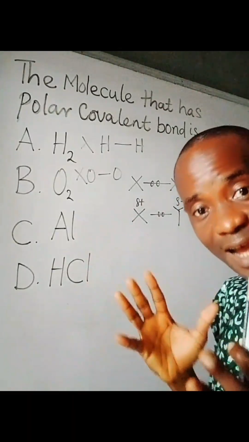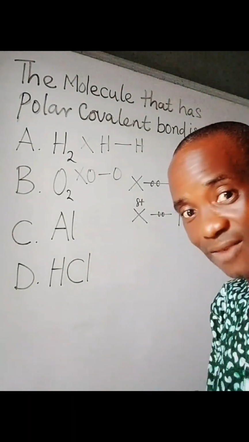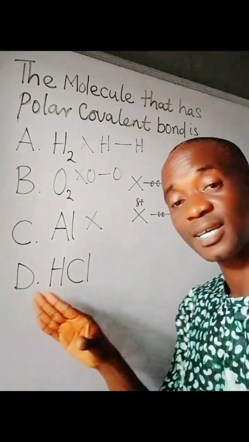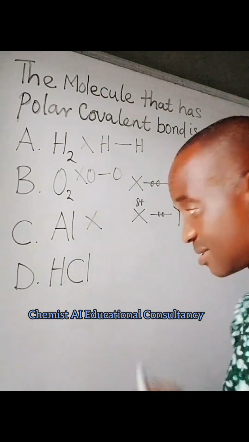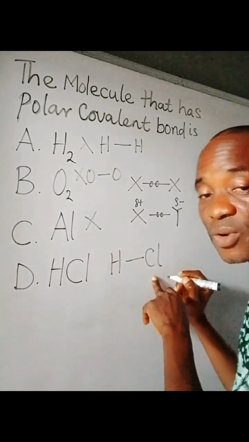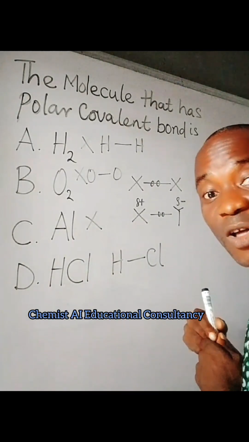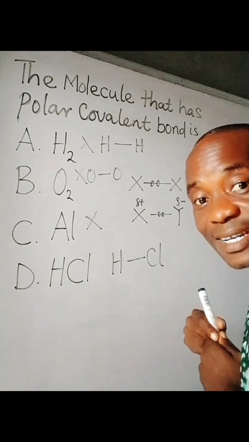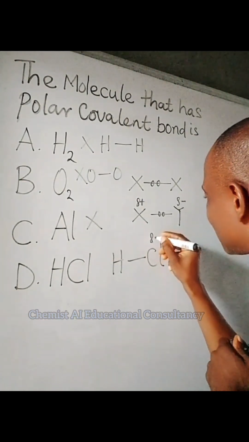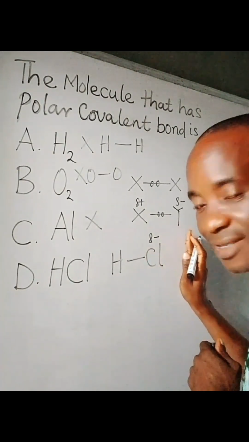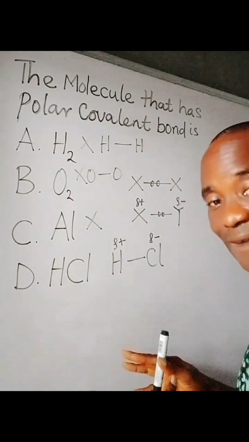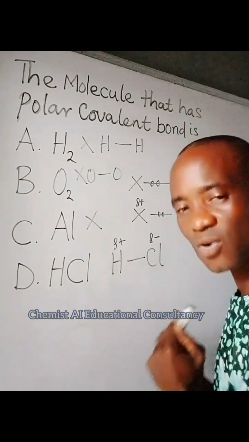Aluminium is just an atom, and a tree cannot make a forest. There is no covalent bond. Hydrogen chloride gas is like this. Chlorine is more non-metallic and higher in electronegativity. Therefore, there is a partial negative charge on the chlorine end and partial positive charge on hydrogen end, and therefore there is a polar covalent bond.